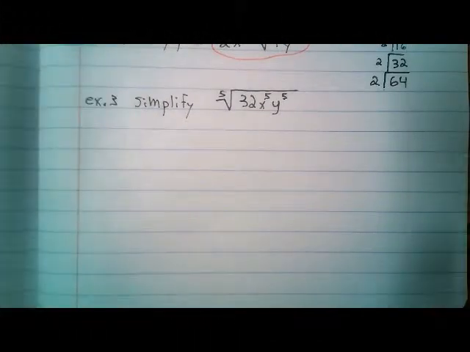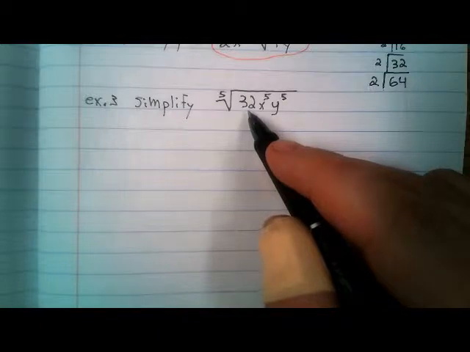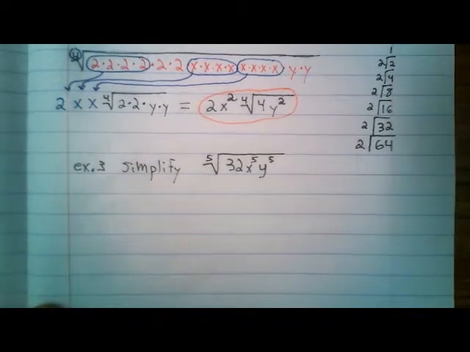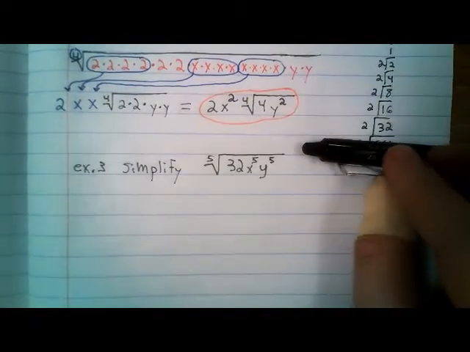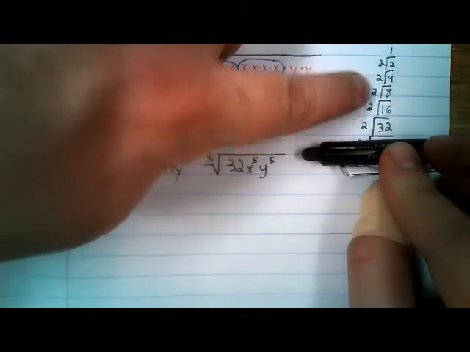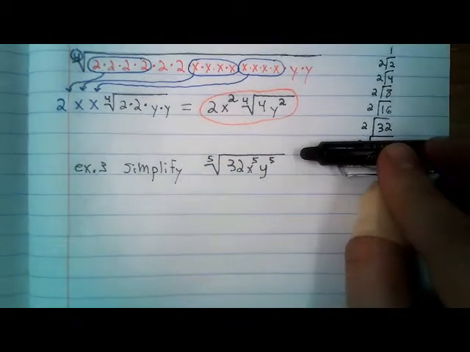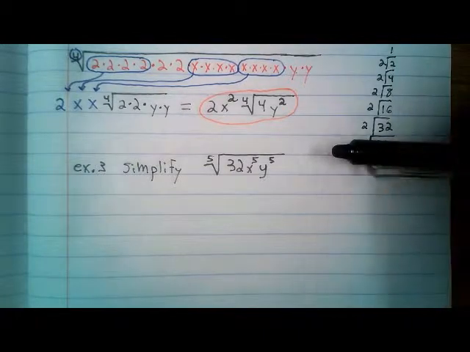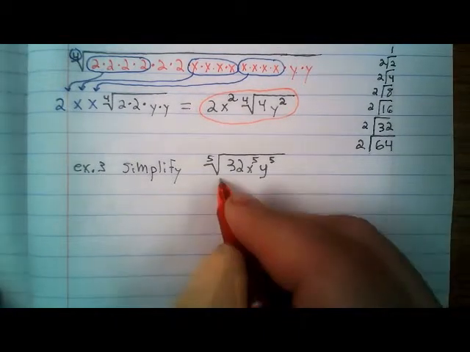And our final example is the fifth root of 32, x to the fifth, y to the fifth. So again, my first step is to write out the prime factorization of that radicand, and I need to know the prime factorization of 32, which I kind of already have. If I look up here, pretend that there's no 64 here, well, that is the prime factorization of 32. It's just 2 times 2 times 2 times 2 times 2. So do I really have to do it out again? Not really, right? I have it right there. So let's use it.